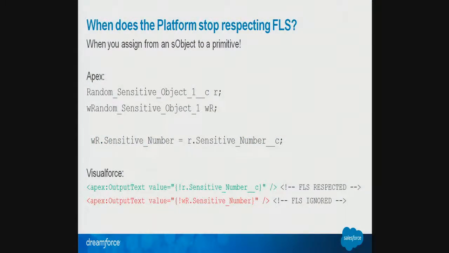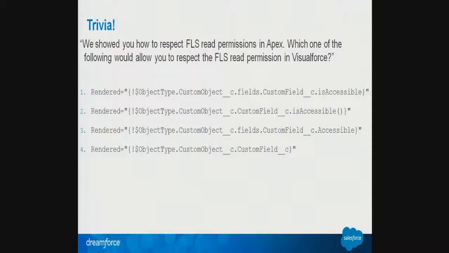So here we have the Apex random sensitive object, and that's R. Then we have a wrapper object, which is just a plain object, not an SObject, and that's WR. So when you assign R.sensitiveNumberC to WR sensitive number, you can see in the bottom the R.sensitiveNumberC will have its FLS respected, whereas the output text for WR sensitive number will not. FLS is ignored there. And that brings us to a trivia question.